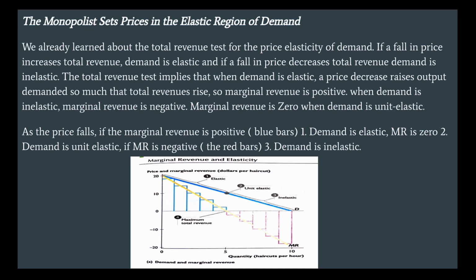In the figure, as price falls, if the marginal revenue is positive, that is the blue bars, demand is elastic. If the marginal revenue is zero, then demand is unit elastic. If marginal revenue is negative, that is the red bars, then demand is inelastic.